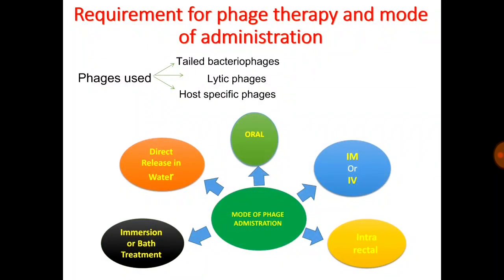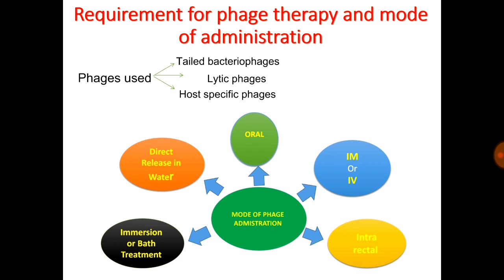The requirement of phage therapy and the mode of administration. Phages used: we are going to use the tailed bacteriophage. We have more than one type, but we are going to use the tailed type in the treatment. We are going to use the lytic phages instead of lysogenic, and we are going to use host-specific phages because each phage attacks a specific strain of bacteria.